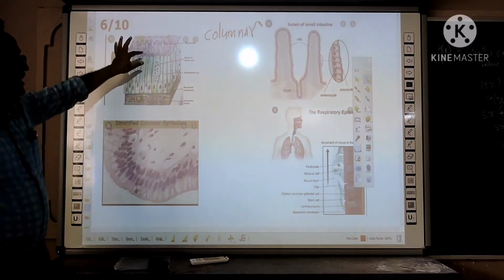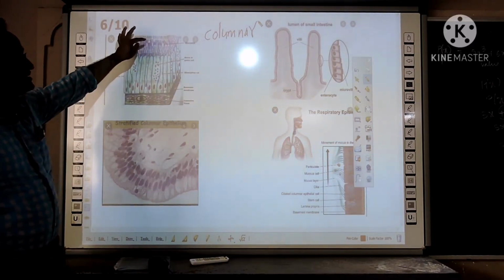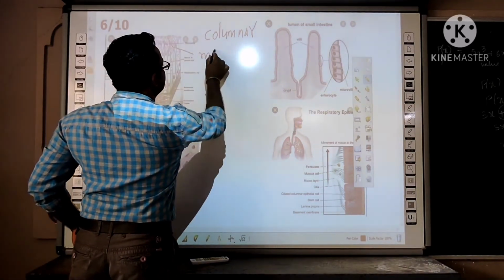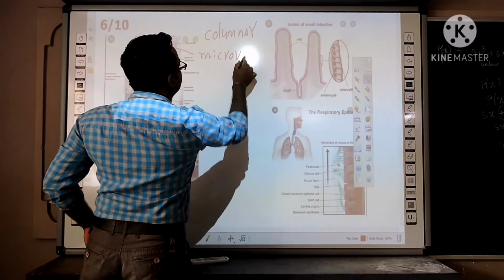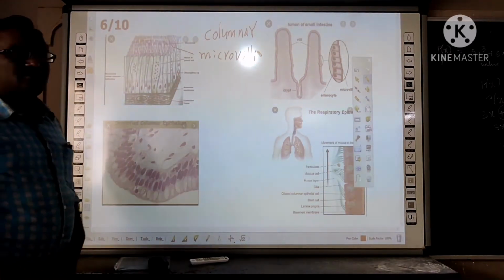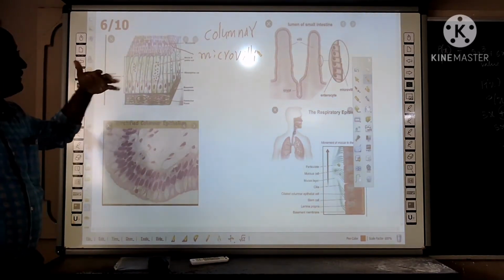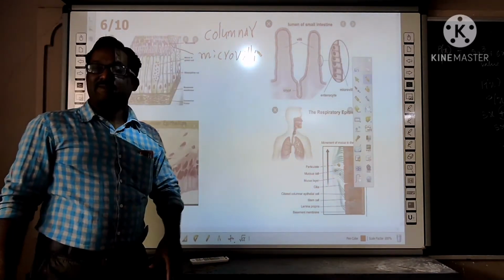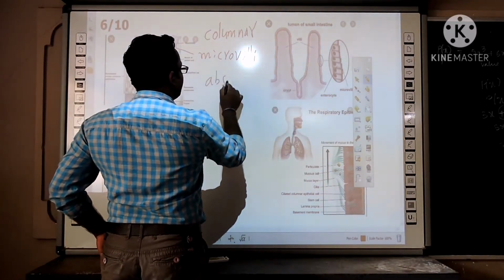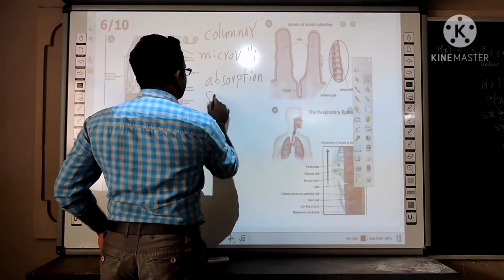If you observe at the end of the cell, there are small hair-like structures. They are called cilia or microvilli. So mainly this columnar epithelium is present where absorption and secretion take place.